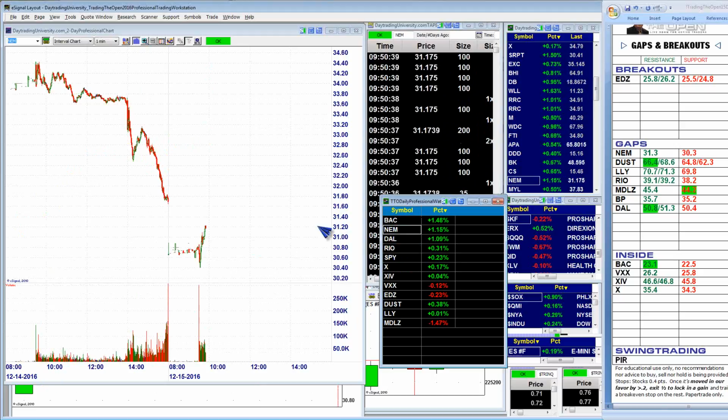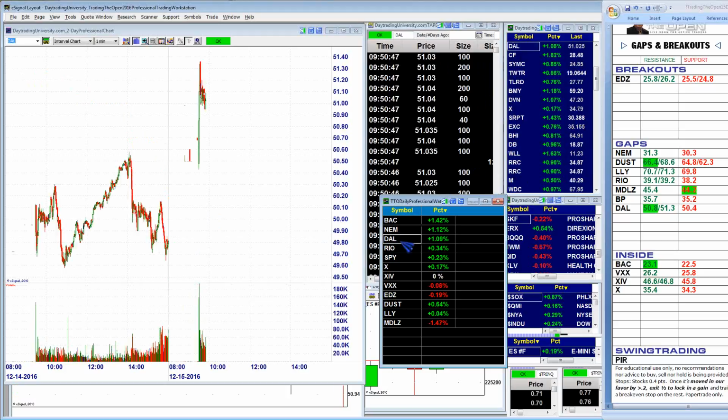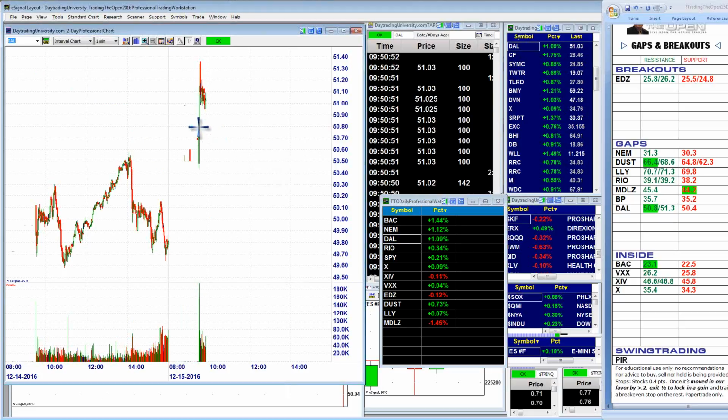Newmont's starting to head up. 31.30 is a long trigger. We're not there yet, but headed our way. So we'll see if NEM gets a pivot. Gold has been a strong sector for us. Delta, we nailed the first breakout for you guys over 50.8 earlier today, and I got you guys out near the pivot, so that was good.